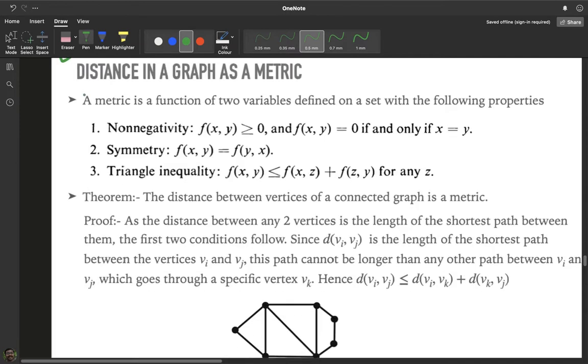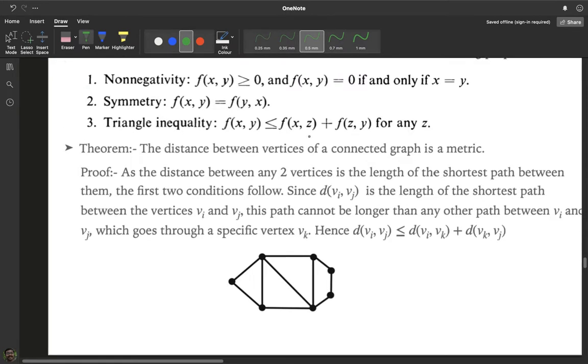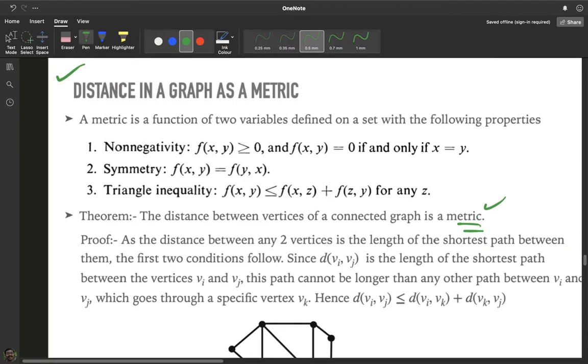Okay, so this theorem is there and you can go through it. This is also a very important theorem. Distance between any two vertices in a graph is a metric. We have to just now discuss it. It's a very basic thing. First you have to know what is a metric. A metric has three properties. It is non-negative, symmetric, and triangle inequality, and then we have to establish that all these properties are true in the case of graphs also.